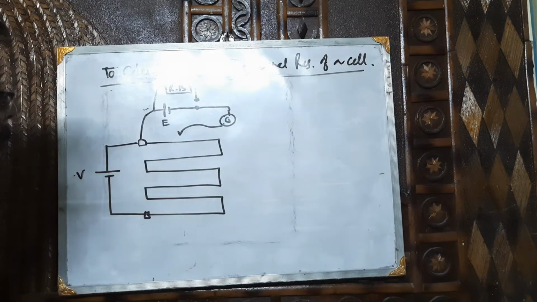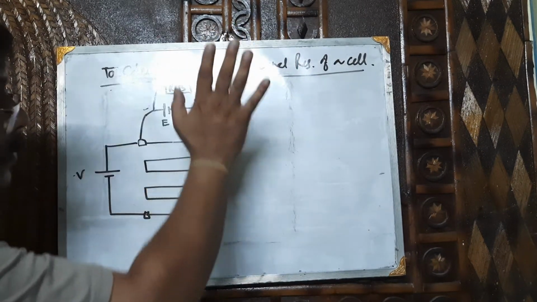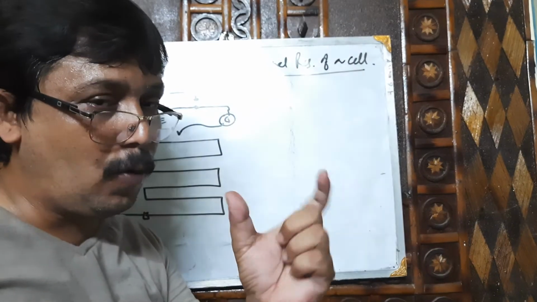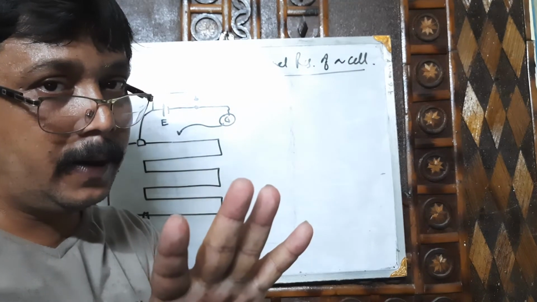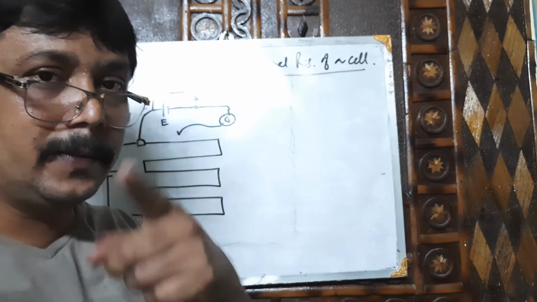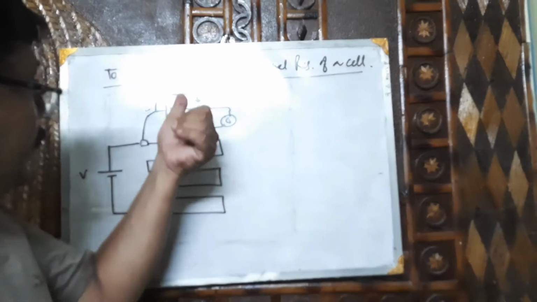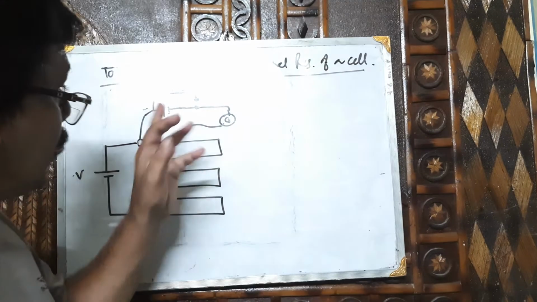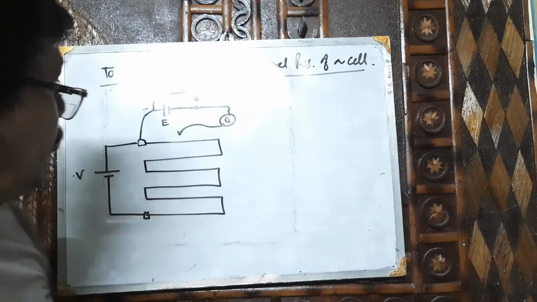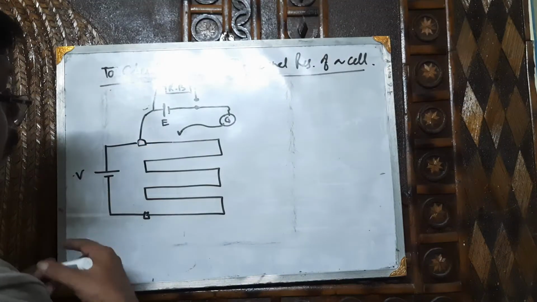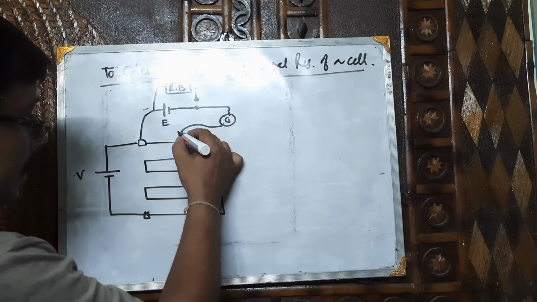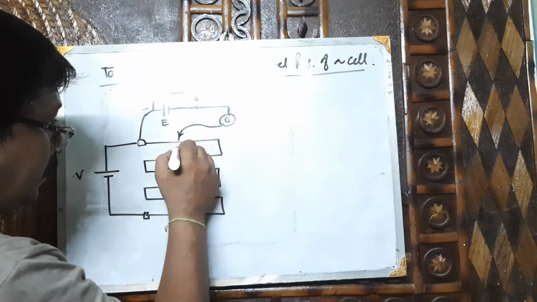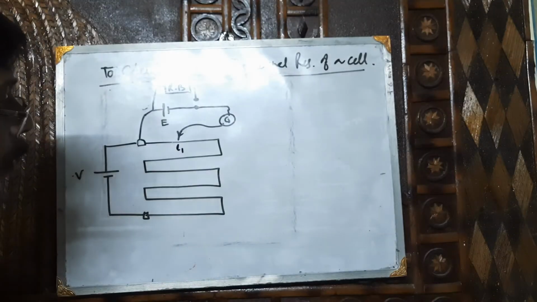First, keep the switch open, which means there is no external resistance with the battery. When a battery is in open circuit, it gives you the EMF, and when an external circuit is added, it gives you the voltage. Now connect the circuit, start the experiment, and move the jockey. Suppose it comes here to show the null point at length L1.